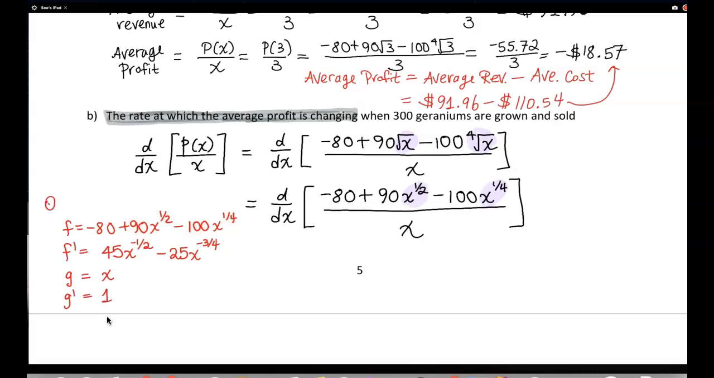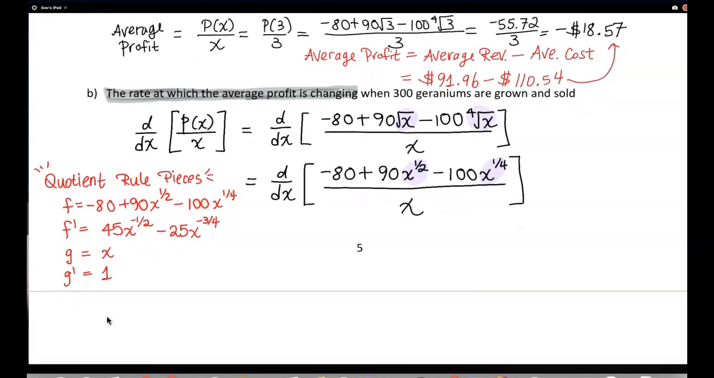So these are my quotient rule pieces. Okay, and now I'm ready to plug in all these good pieces to do the quotient rule. I will go ahead and write the quotient rule here. Quotient rule goes like this: g f prime minus f g prime, and we will divide it by g squared.